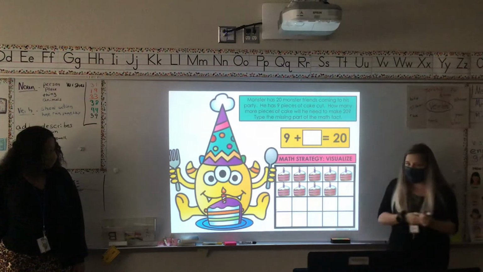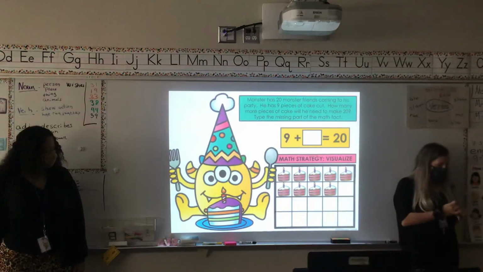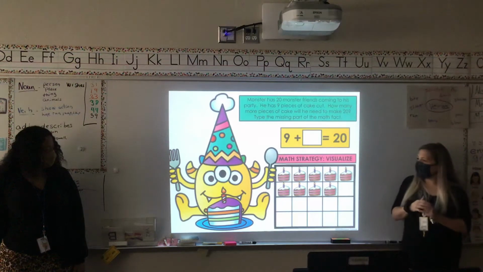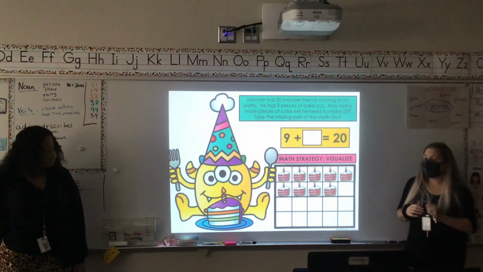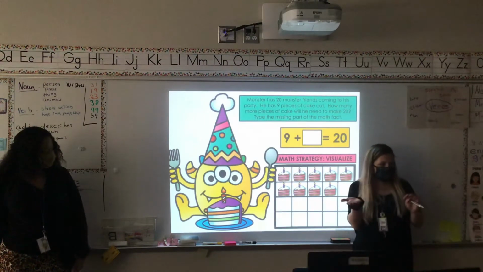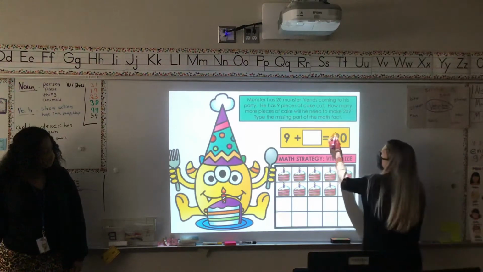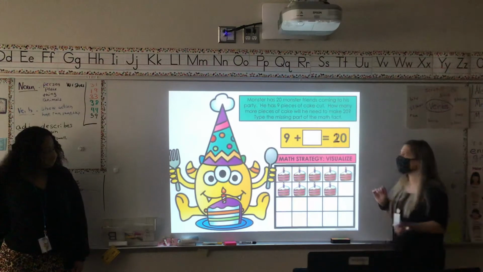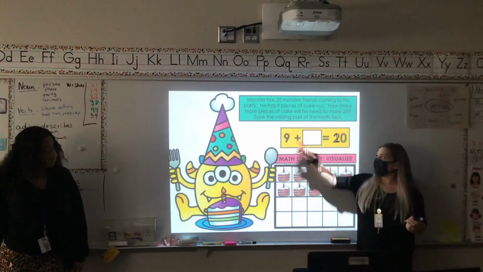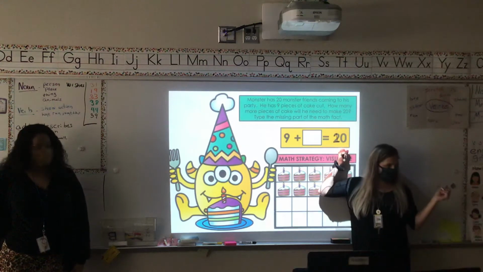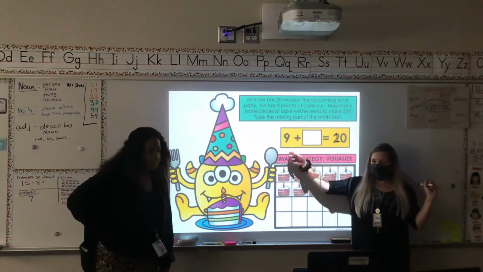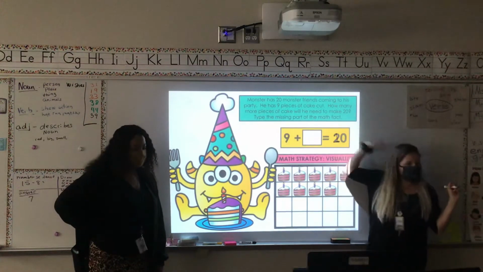We have 9. We got to get to 20. So think about what we did yesterday with our tens facts, and remember how we were adding 1 to our tens facts? So let's pretend real quick this is a 10, not a 20. How many more would we need from 9 to get to 10? How many more do we need? Show me with your fingers. If we're going to 10, don't think about going to 20 yet.